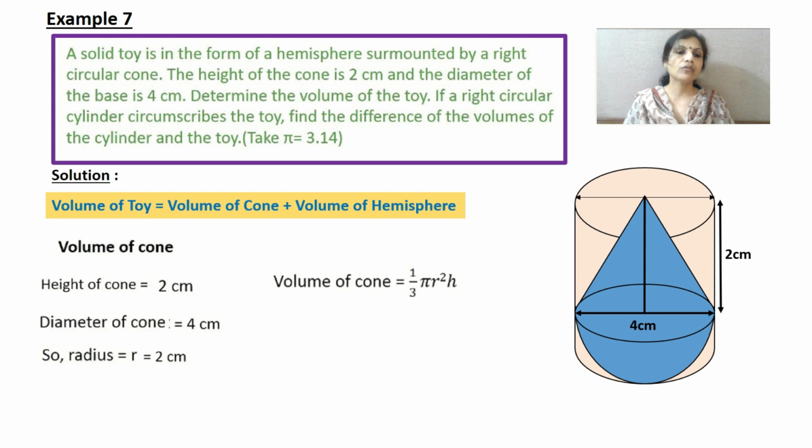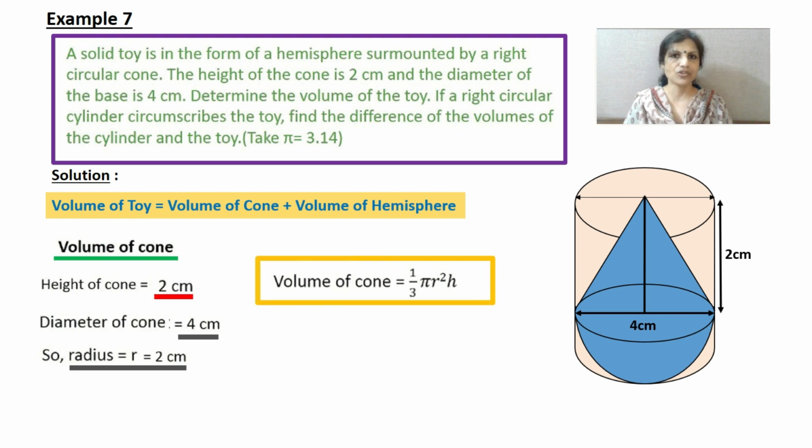Let's first find out the volume of a cone. For that we are given the height of the cone as 2 centimeter, diameter of the cone as 4 centimeter. So its radius is 2 centimeter and the formula to find the volume of a cone is 1 by 3 pi r square h. If we substitute the values here, we get 1 by 3 pi into 2 square into 2.